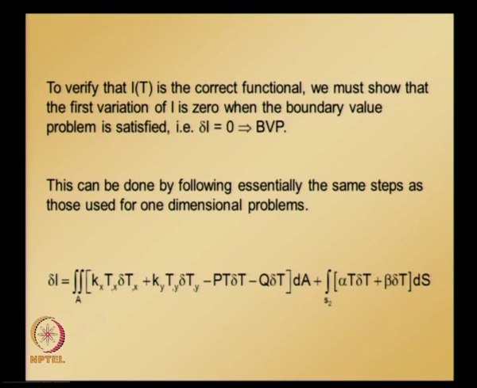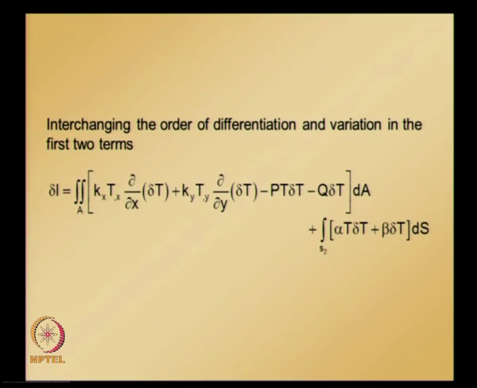Now, in this equation, interchanging the order of differentiation and variation in the first two terms, because order of differentiation and variation can be interchanged, we get this. Basically, what we did is variation of derivative of t is written as derivative of variation of t. And now we need to look at what is called Green's theorem to further simplify this equation.